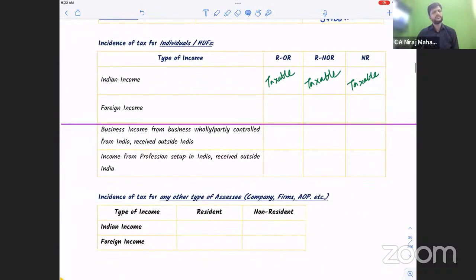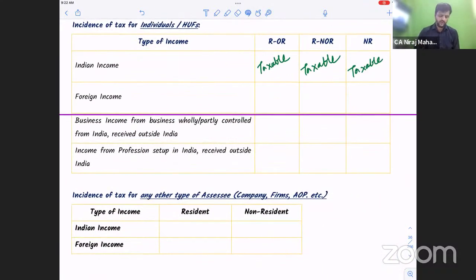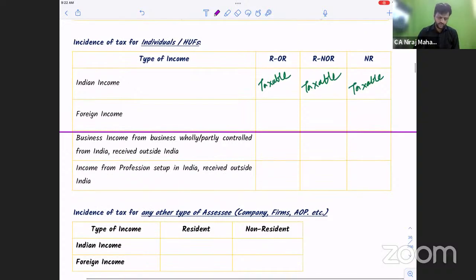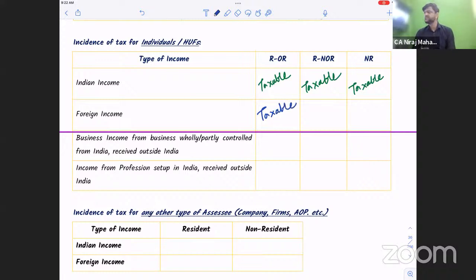Foreign income, bachcho. First and second category. Foreign income is taxable for ROR or no? And one thing very important, foreign income is taxable for NR, yes or no? Yes. No. So for NR, not taxable. Clear till here?